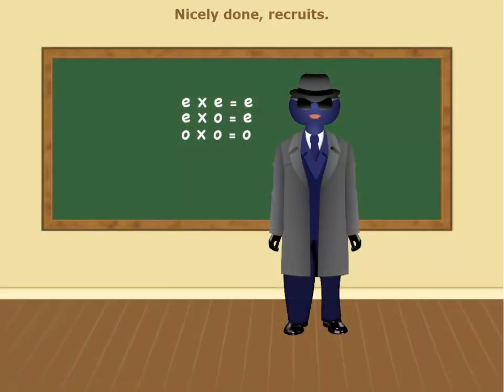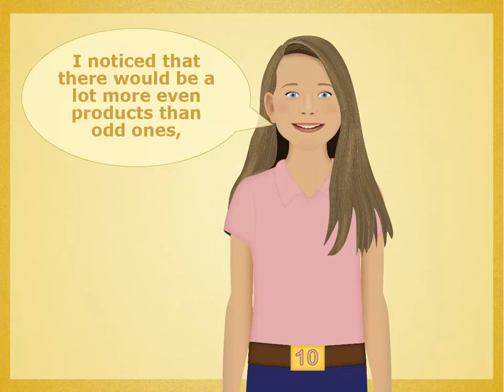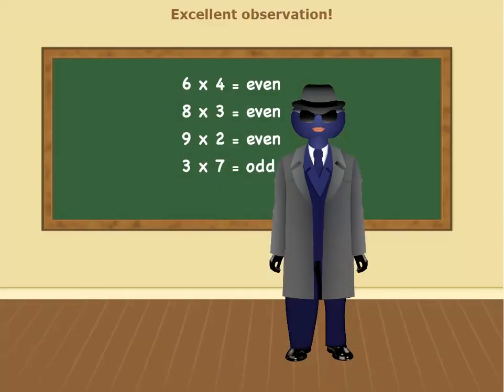Nicely done, recruits. Now, does anyone see how these rules might be helpful to you as you learn your basic facts? Take some time to think about it. You there, what do you think? I noticed that there would be a lot more even products than odd ones, since even times even equals even, and even times odd equals even. Excellent observation. As a matter of fact, 3 out of every 4 basic multiplication facts will have an even product.